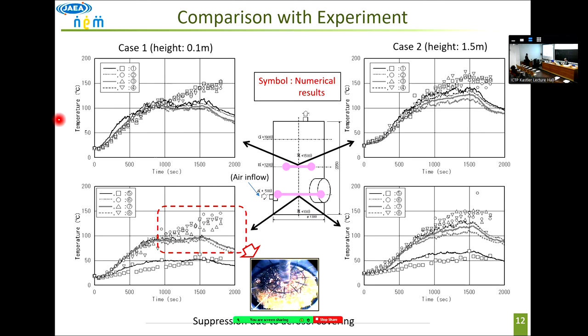And this is just a comparison of the experimental data. The experimental data is the solid one, and the symbol one is the computational one. And you will see here the low temperature region coming from the fresh air. Generally speaking, the agreement is sufficient. Of course, it's not so good, but from the viewpoint of just a comparison, it's not so bad.